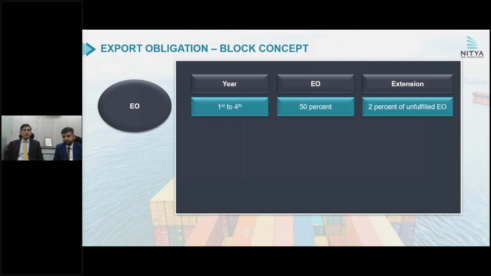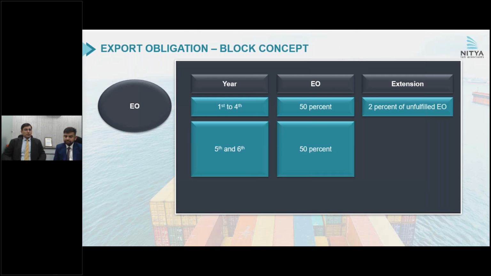So say for example, your export obligation is ₹100, and till fourth year you have fulfilled 40 rupees. So in the context of 50 rupees, 10 rupees is left. So then in that case, 2% of 10 rupees needs to be paid to extend it up to the sixth year.